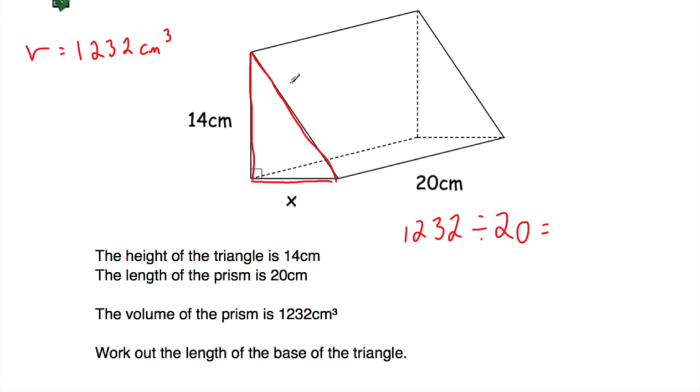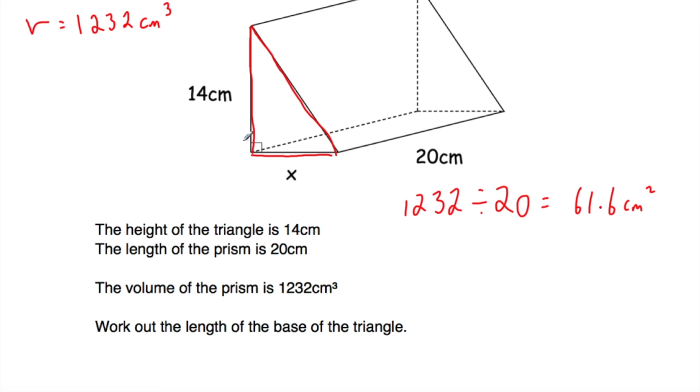So let's do 1,232 divided by 20, and that's equal to 61.6. So that means the area of that triangle will be 61.6 centimetres squared. So if you divide the volume by the length of the prism, you'll get the cross-sectional area. So if we do 1,232 divided by 20, we get the area of this triangle. Now this is fantastic. We've got the area of the triangle, the cross-section, which is 61.6.